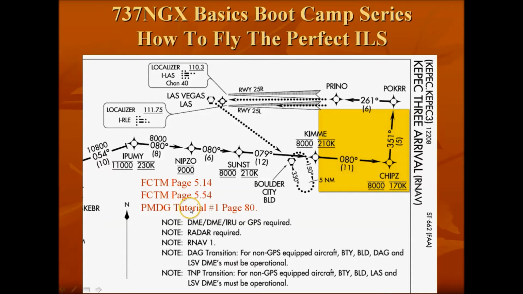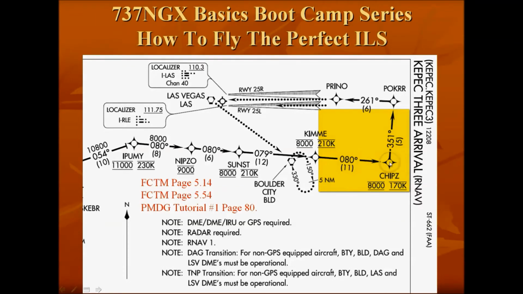There's some supporting textual reference in the PMDG tutorial number 1 on page 80 for flaps 5 extension. So based on those three parameters, here's where we will be extending flaps for what I'm calling a Boeing standard ILS. Flaps 1 will go out on the last segment of the downwind leg. So somewhere between the middle point and the end, somewhere in here, we want to call for flaps 1.